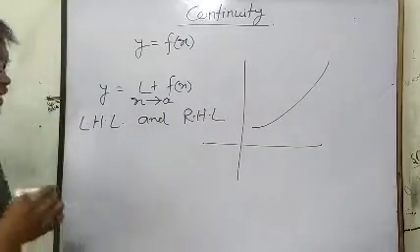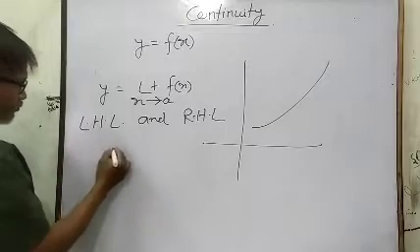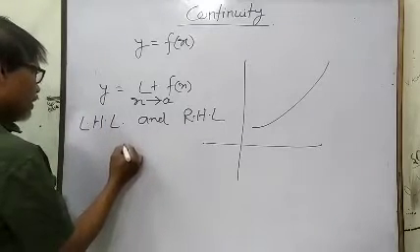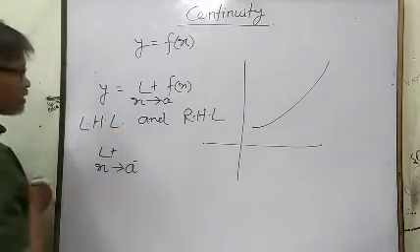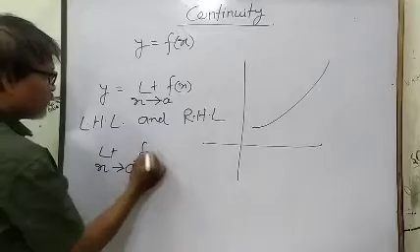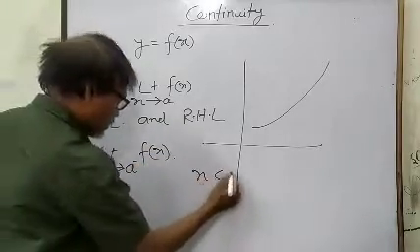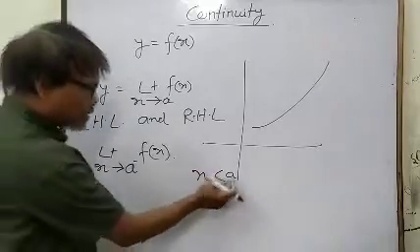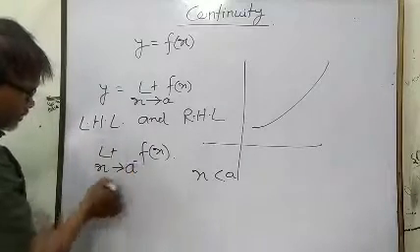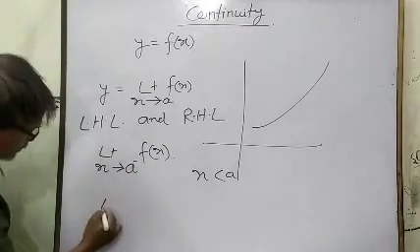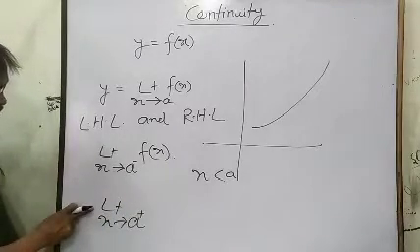What is the meaning of the left hand limit and right hand limit? Left hand limit means limit x tending to a minus, means we take the function which is just less than a, not very much less than a, and then we find the value of this limit. After that we find the limit a plus, which means right hand limit.